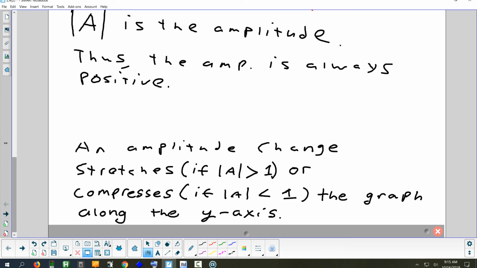Numbers that would cause your graph to compress: 1/3, 0.7, -0.2, -1/2. So you want to think about it like on a number line.